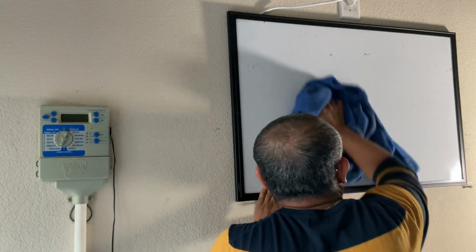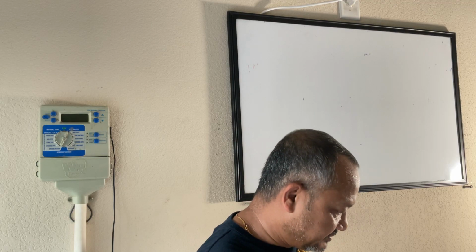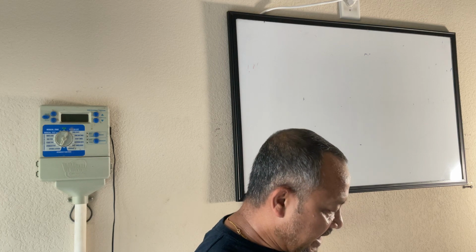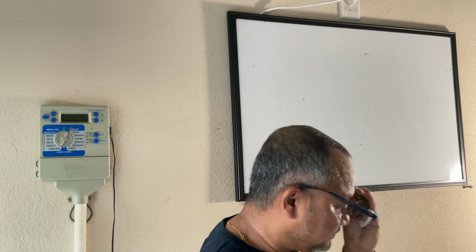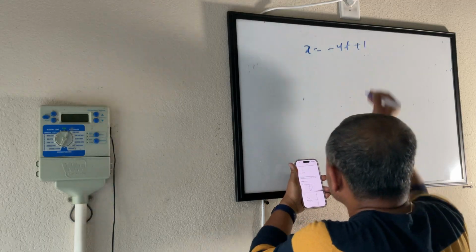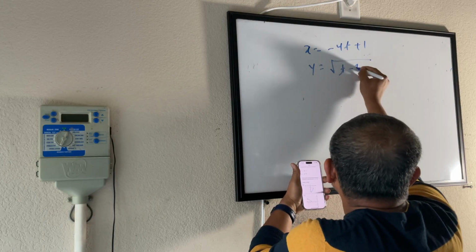So we just revised what a parametric equation is. Let's deal with some problems so that we can relate to that and see what the relevance of it is when it comes to solving similar problems. Let's look at something. I have found some questions for you guys. We are given two equations. x equals minus 4t plus 1. y equals square root of t minus 2.